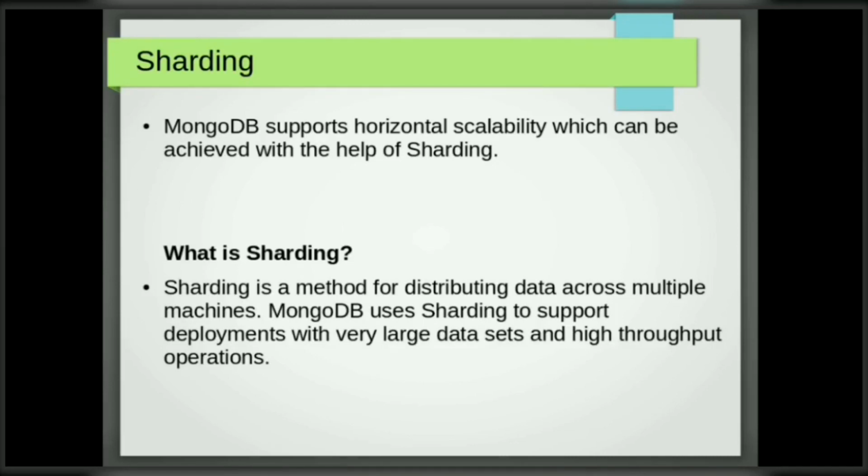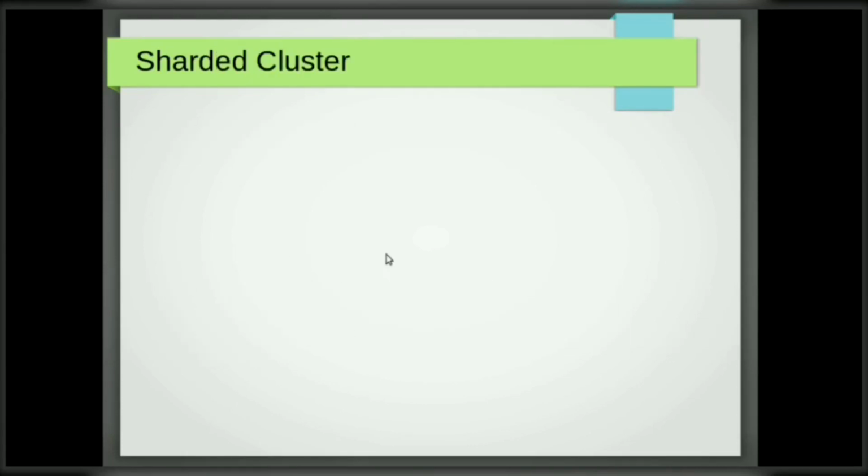Sharding is a method used to allow MongoDB to scale horizontally, which means that data will be distributed and split into ranges and then stored in different shards, which can be located on different servers. Shard keys are used to determine how the data will be distributed. Now let's come to the sharded cluster. A sharded cluster has three main components.